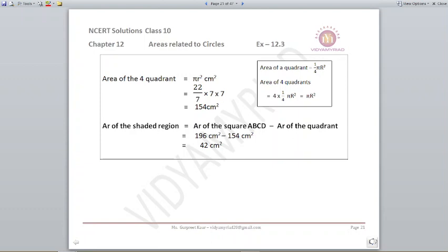So the area of the quadrant we need to find out. What is the area of a quadrant? 1 by 4 pi r square. There are 4 quadrants, it means 4 into 1 by 4 pi r square. 4 gets cancelled, so we can write only pi r square. So that is 22 upon 7 into 7 into 7, that is 154 centimeters square. So the area of the shaded region becomes 196 minus 154, which gives you 42 centimeters square.